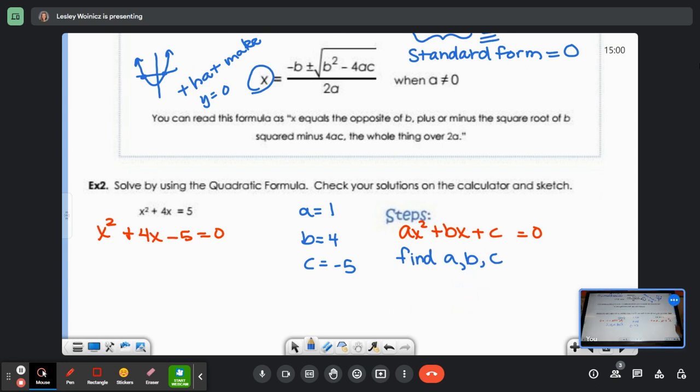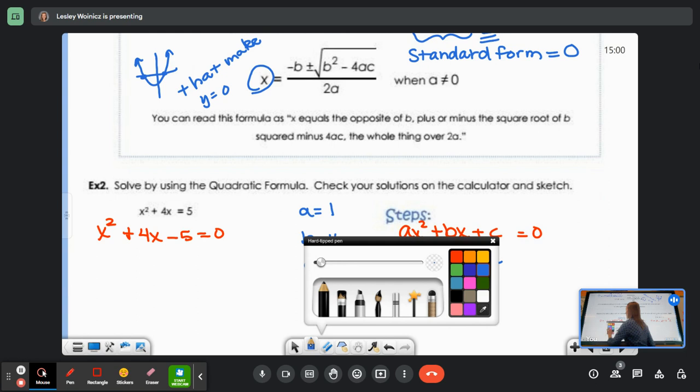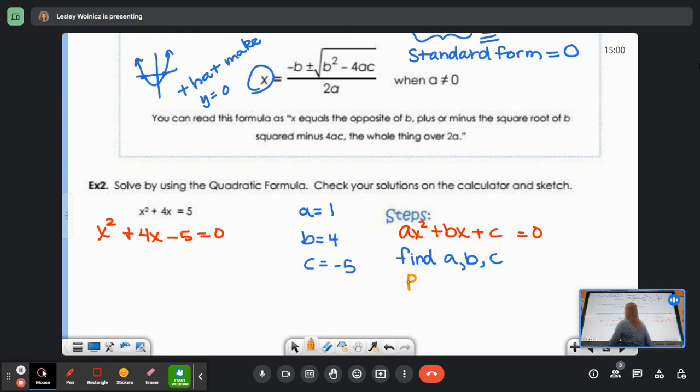Okay, so now we're going to plug in our a, b, and c. Plug them in. So I just follow the instructions. X equals, okay, if my b is 4, what is the opposite of my b? Negative 4. So I'm going to put in a negative 4. Then I'm going to say plus or minus. I'm going to draw a great big square root.